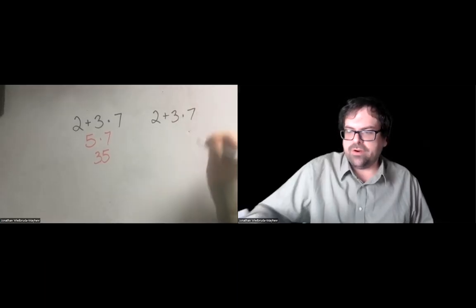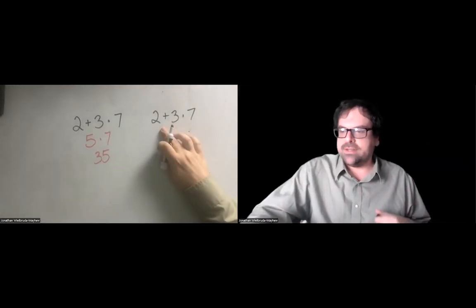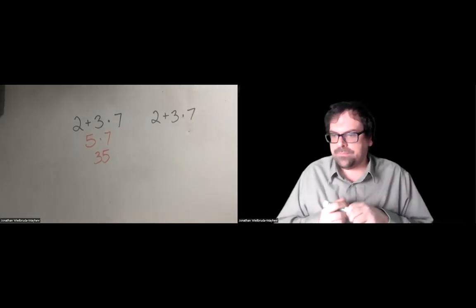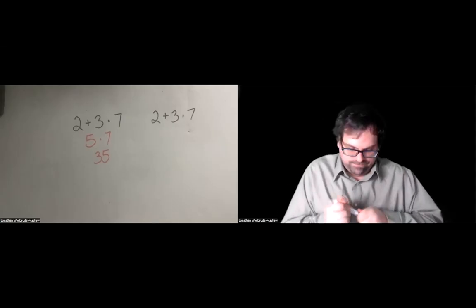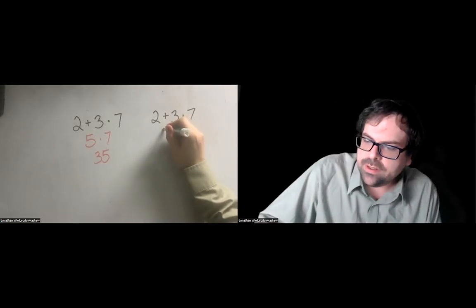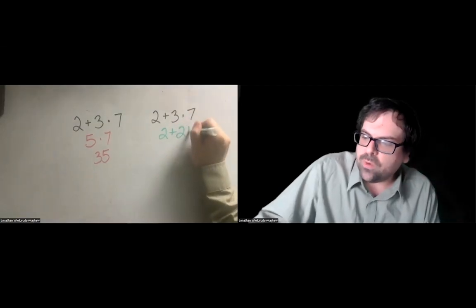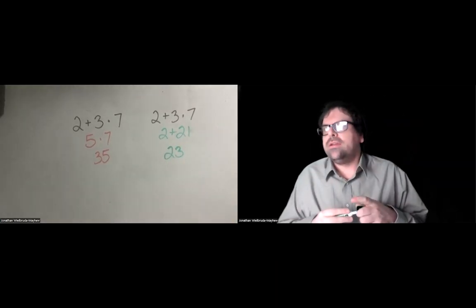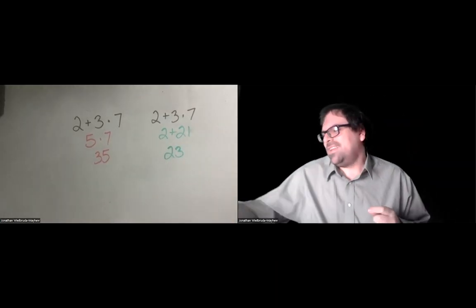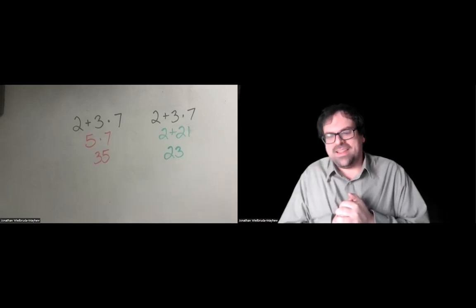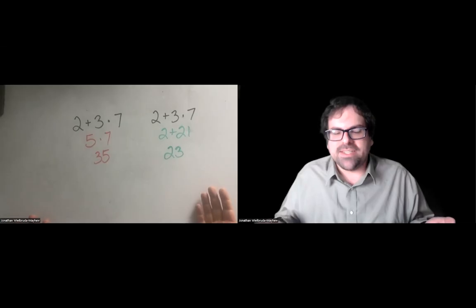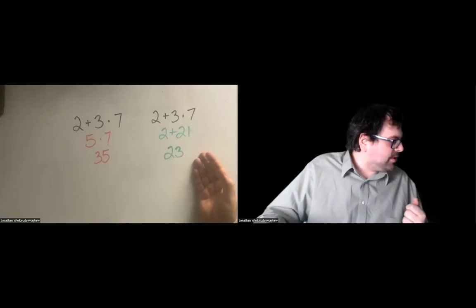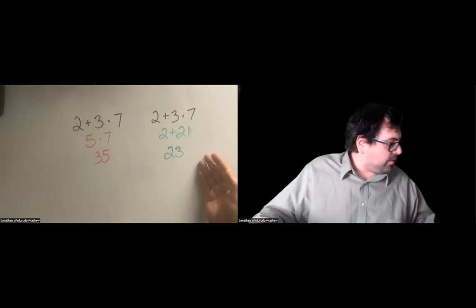What if we multiplied first? What if this was 2 plus 3 times 7? Well, if we multiply first, 3 times 7 is 21. 2 plus 21 is 23. I put that one in green. Which is the right answer, 35 or 23? And it turns out the answer is actually 23.